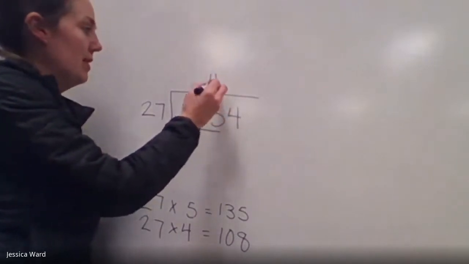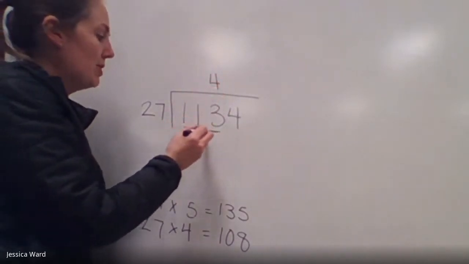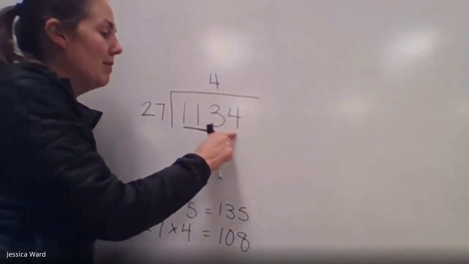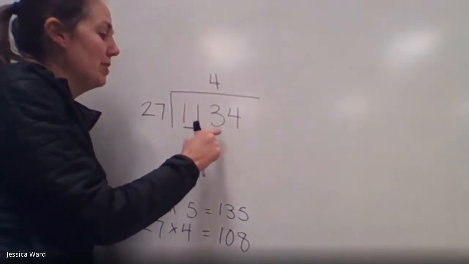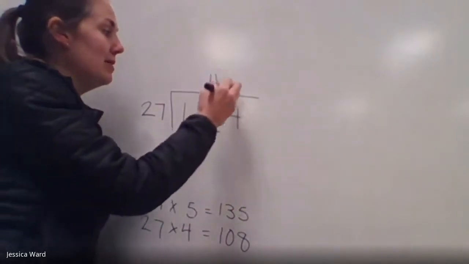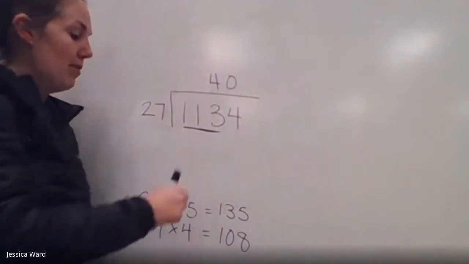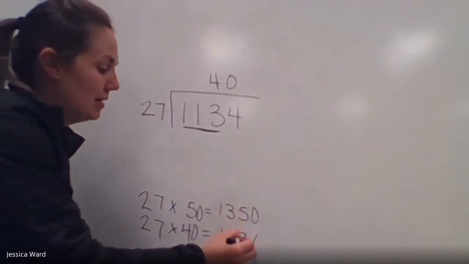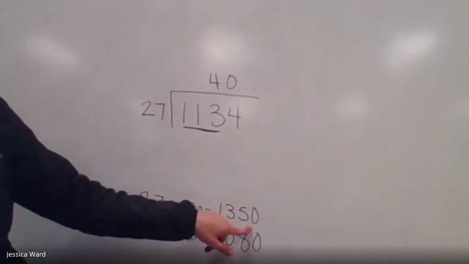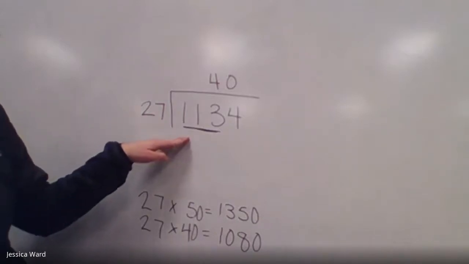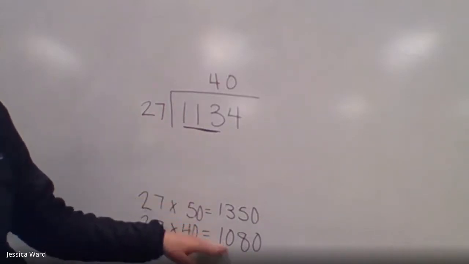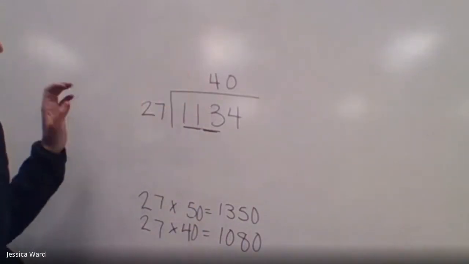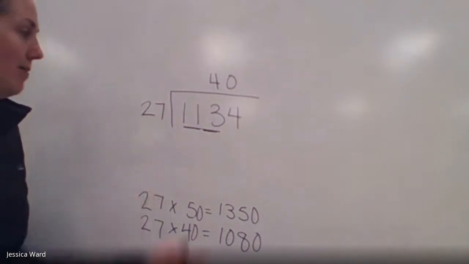I'm going to put my 4 here. But remember, that's like if we were just doing 113, but I'm actually talking about 1,134. So I'm going to pretend that this is a 0 and say I'm multiplying now by 40. So that would be like saying multiplying by 50 and adding a 0 at the end. So instead of 135, I have 1,350, too high, and 1,080, that's too low. So again, 40 is going to get me somewhere in the middle, and I'm going to refine it from there.